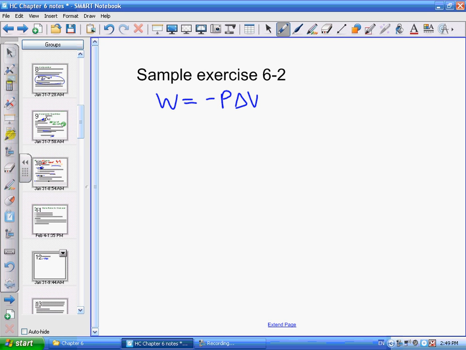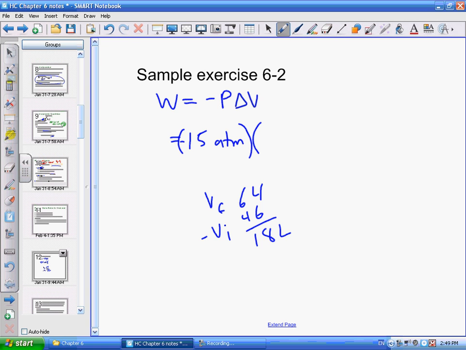So it says we have a constant external pressure of 15 atmospheres. So let's plug that number in here. So work is equal to negative 15 atmospheres times delta V. Well, delta V is the final conditions, VF minus VI, and the VI is 46 liters, and the answer is 18 liters. So times 18 liters gives me negative 270 liter atmospheres.